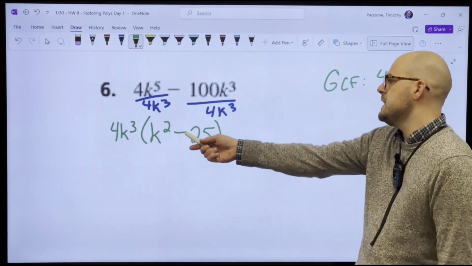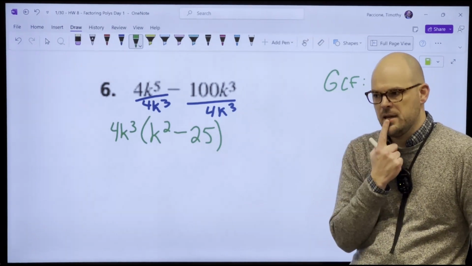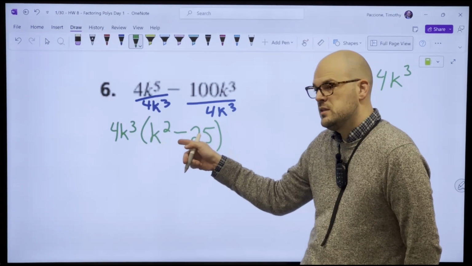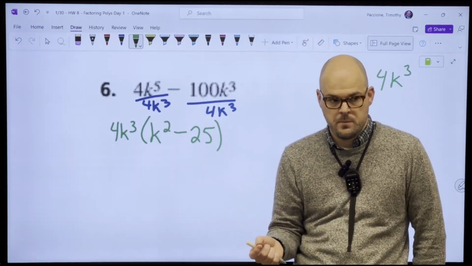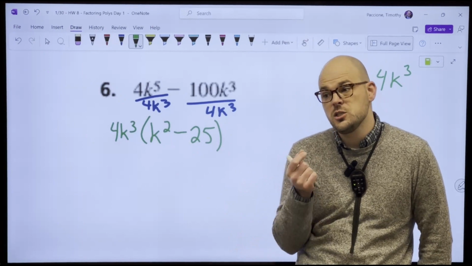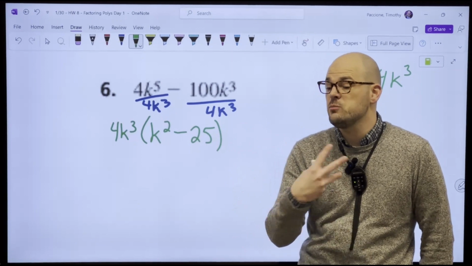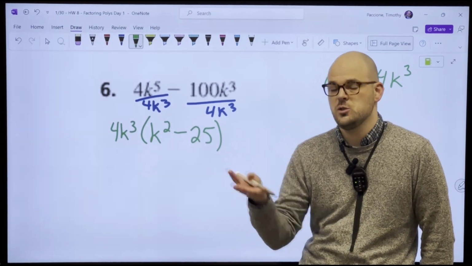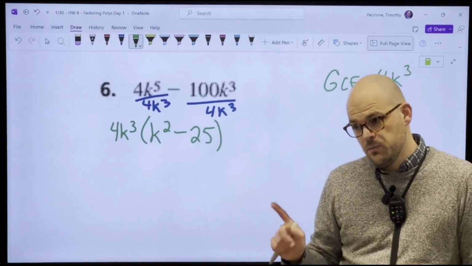And then I look at this and I say, oh, k squared minus 25, what is that? Perfect square, and a difference. It's called the difference of perfect squares. And that word difference is huge, because if this was plus, we couldn't do this. Difference means subtraction. If you want to remember it as the subtraction of perfect squares, you can. The official name is difference of perfect squares. When you have the difference of perfect squares, you can keep factoring.